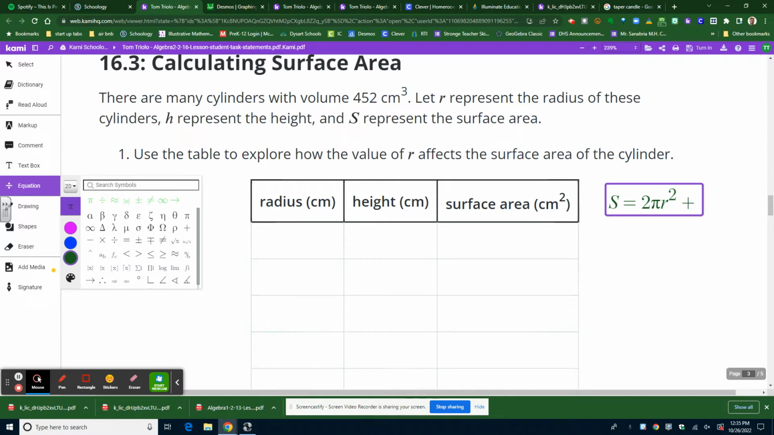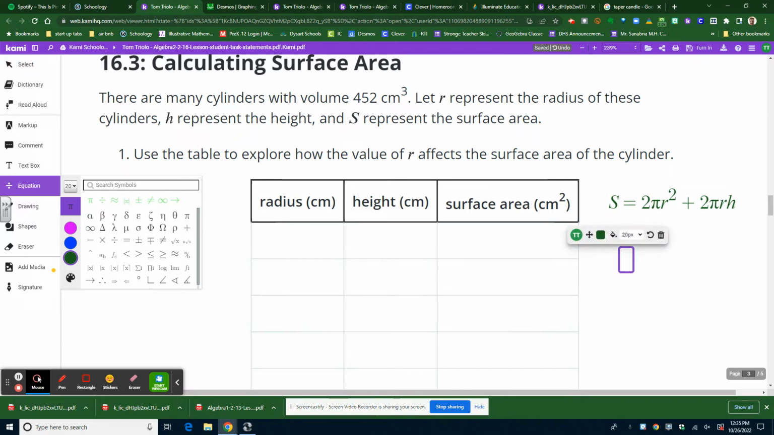Plus 2 pi r h. Okay? A little more complicated than the volume because we have to add it in there. If you wanted to get fancy, you can use my favorite math F word, factor. Okay? We're not going to do that. We're going to leave that alone. And they're specifically telling us that the volume is 452. Did we have a formula for volume? We did, didn't we? Okay. So let's start with that.